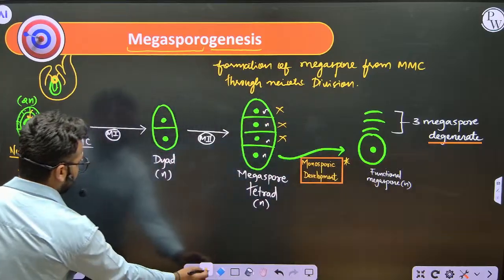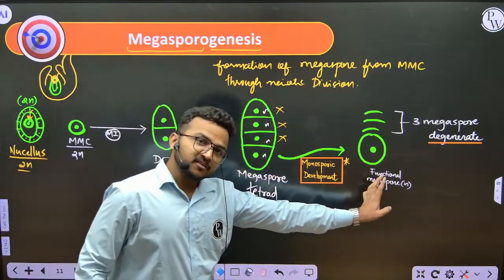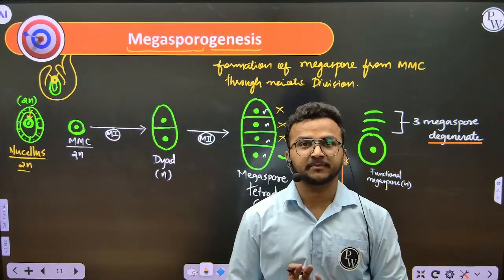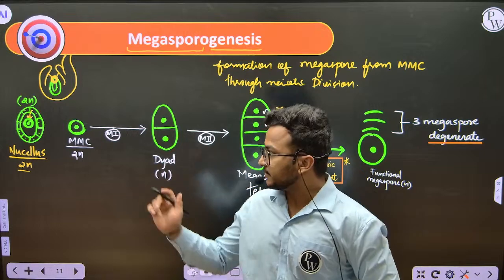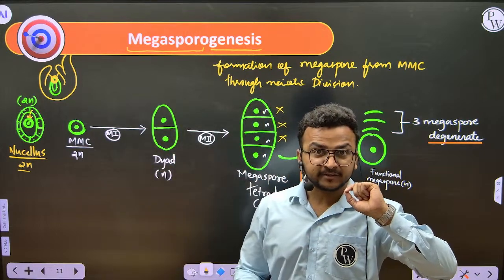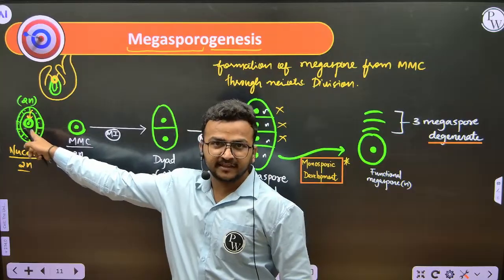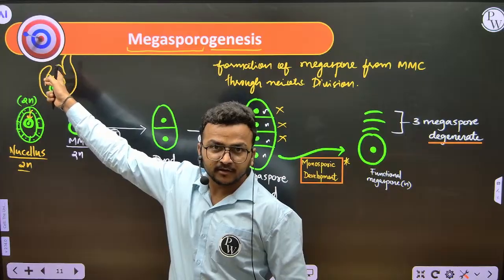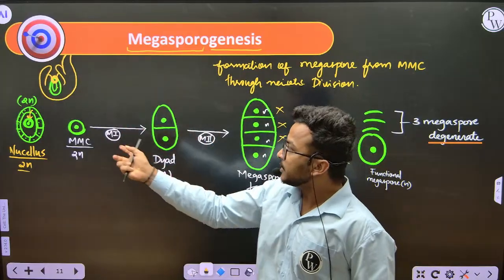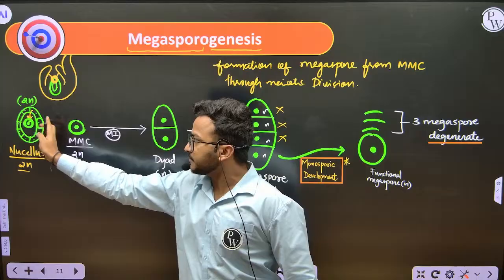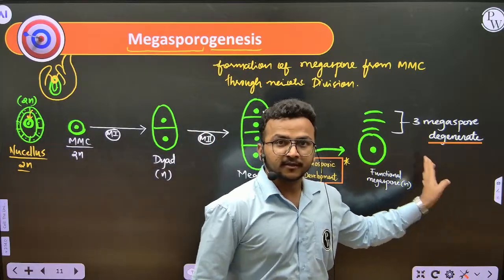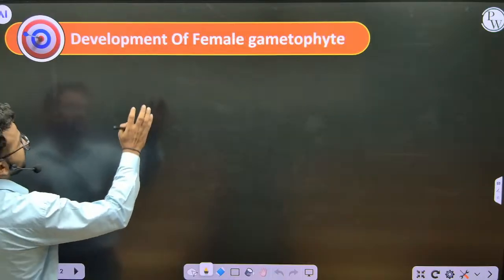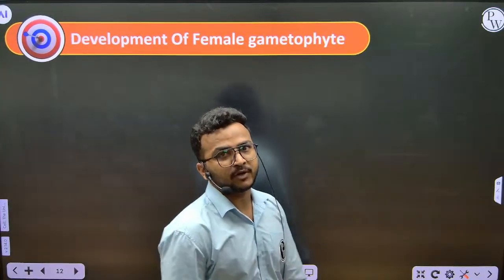Next we are going to see that now the megaspore is ready, but not a complete female gametophyte. The megaspore is still within the ovule. Within the ovule, one of the nucellus cells has turned into a megaspore. This is about megasporogenesis. Now we are going to see the development of the female gametophyte.